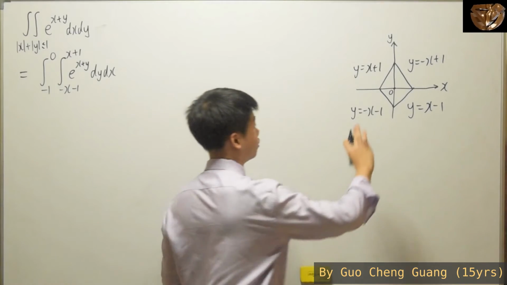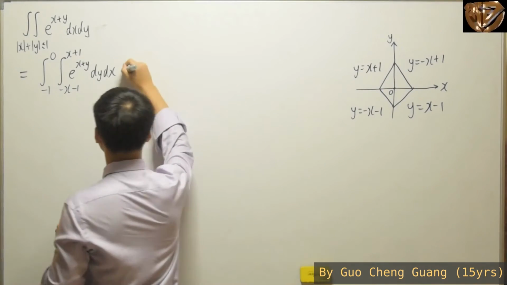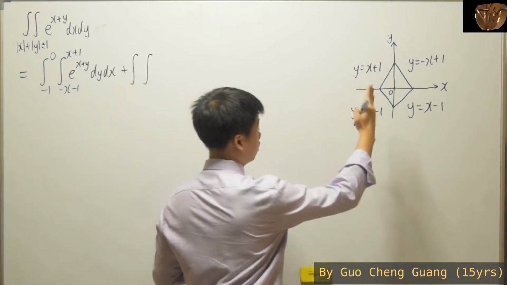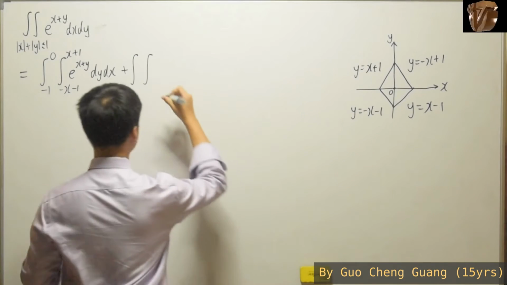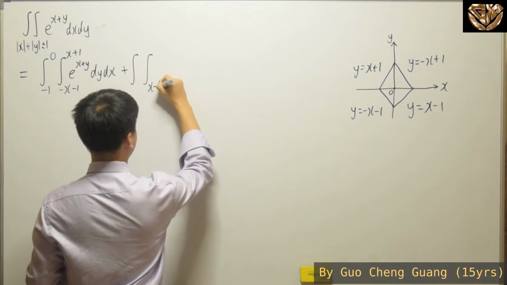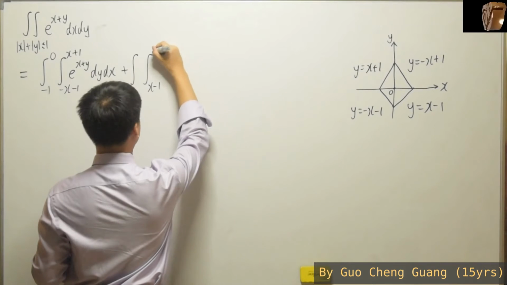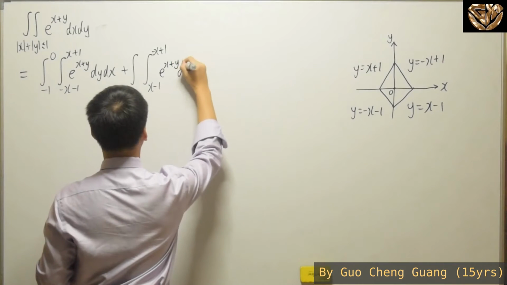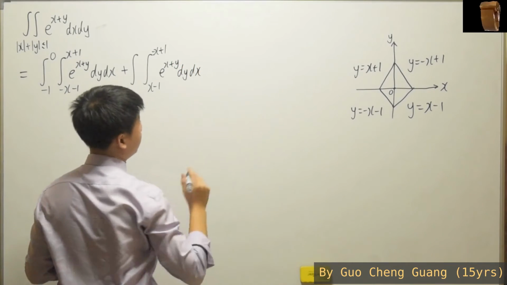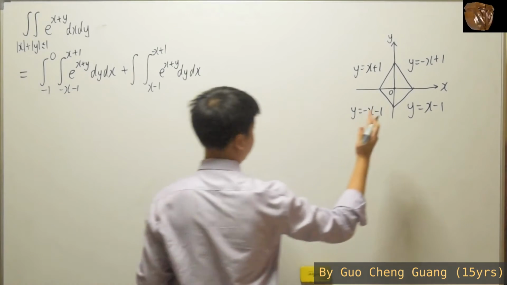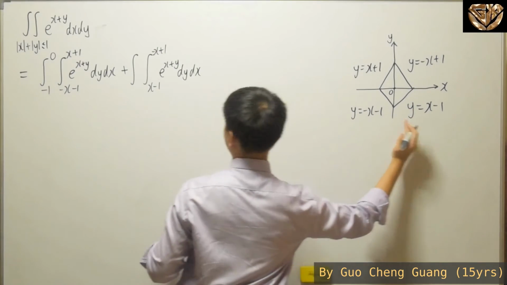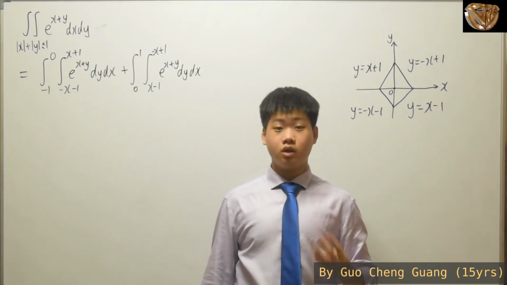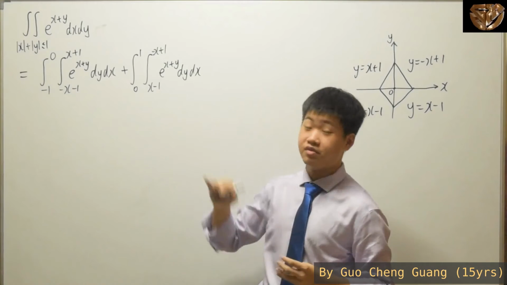Now let's take a look at the right half of your graph. So again, from your lower function to your upper function, you will have from x minus 1 to negative x plus 1. And your range for x would be from 0 to 1. And now that we know we are at this part, we can start integrating whatever we have inside here.